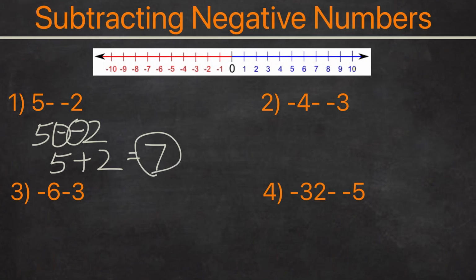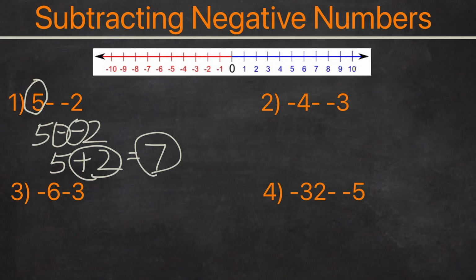And if we want to see it on the number line, we start out at 5. So we'll place a point on 5. And we are moving 2 spaces to the right because of the plus 2 here. So moving 1, 2. So we ended up at 7. And that's our answer. Now let's take a look at number 2.